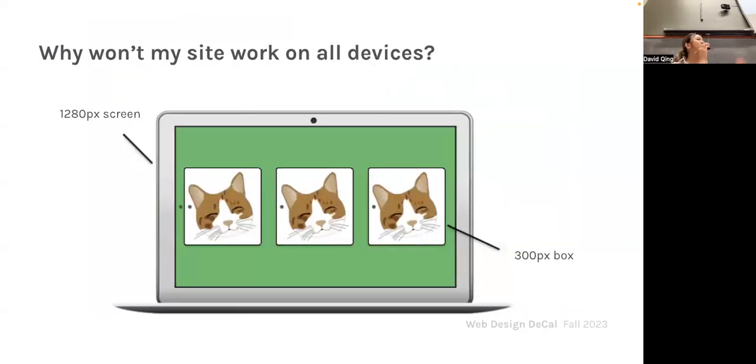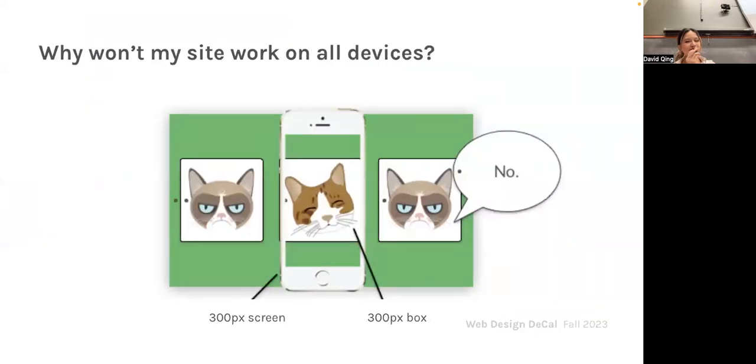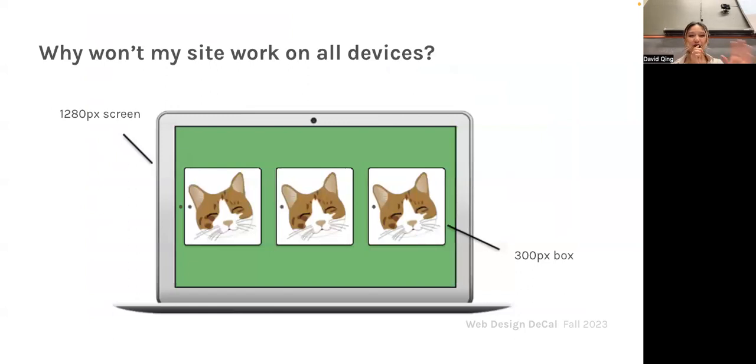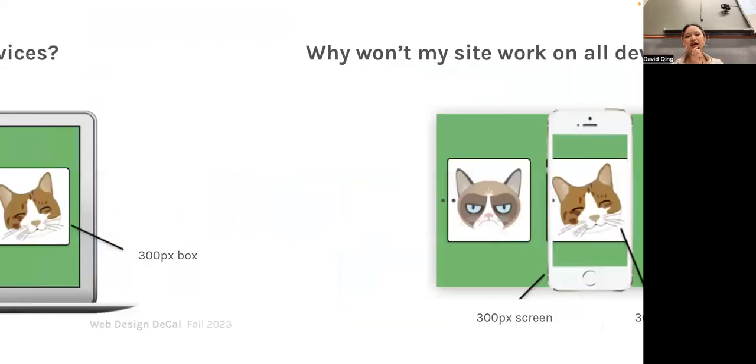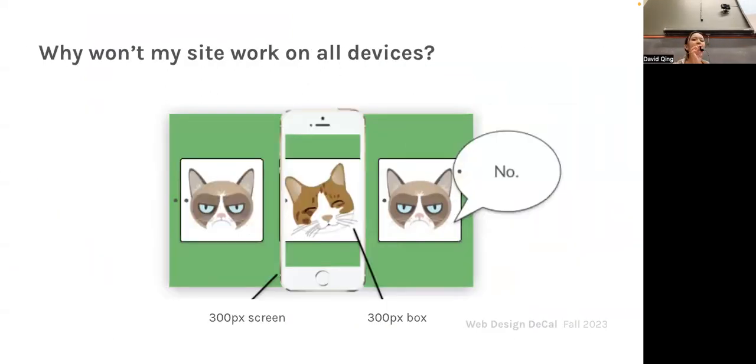I don't know if you've ever experienced this, but you've probably opened a website on your desktop and then tried to open it on your phone, and you're like, oh, this doesn't quite look the same. So why won't your site work on all devices? If you compare the original desktop with the three cats, and you try to open that website on an iPhone, obviously you're not going to be able to see the three cats. And why is this? It's because the size of the mobile device can only support the size of one cat versus all three.